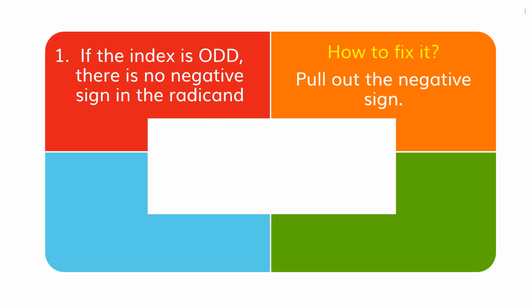For our first rule, if the index is odd, there should be no negative sign in the radical. For instance, we have the cube root of negative 8. What is the cube root of negative 8? We're thinking of a number such that when you cube it, it's equal to negative 8. So the answer is negative 2, right? Take note that the cube root of negative 8, we can write that as negative cube root of 8.